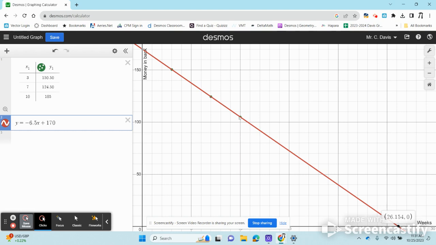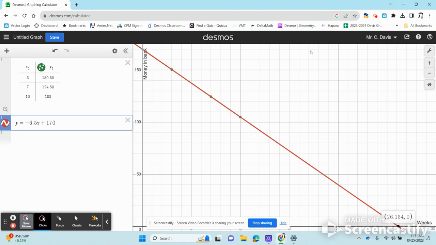Okay. All right. So that is creating a line. You can just type it in, and also creating your window so that you can see everything and it's not a bunch of wasted space.